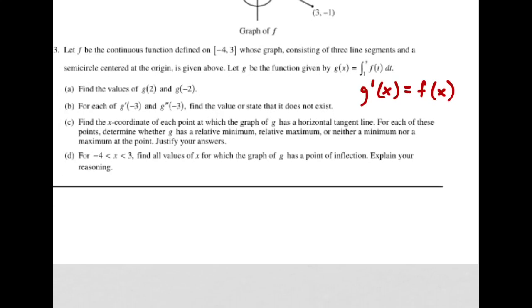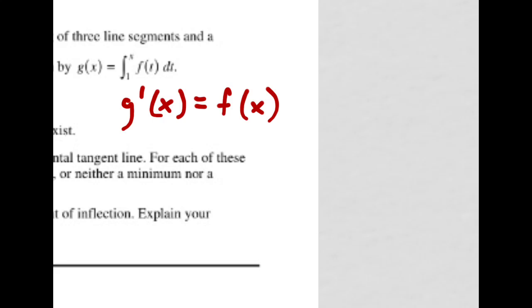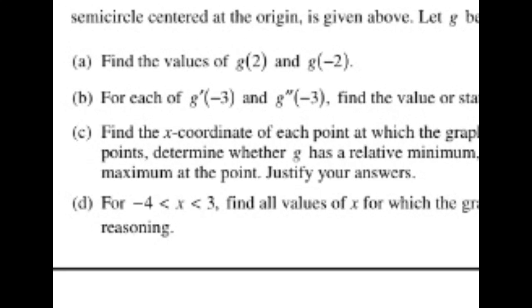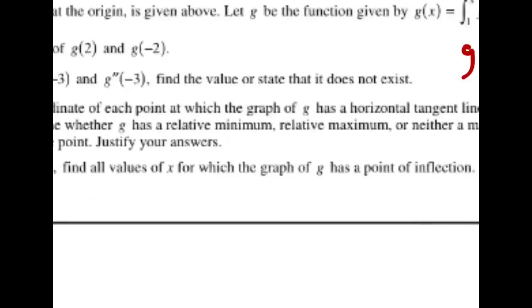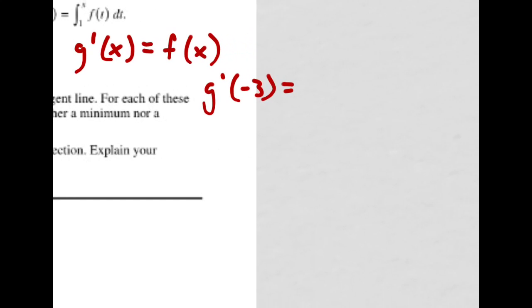And then normally I'd be writing this neatly so the reader can understand what I'm saying. But I'm trying to make a video, so you could do it on your paper. Find the value or state that it doesn't exist. So you don't have to justify anything, but I know right now that g prime of x is just f of x, and it wants to know what is g prime of negative 3, so that's the same thing. G prime of negative 3, that's the same thing as f of negative 3.